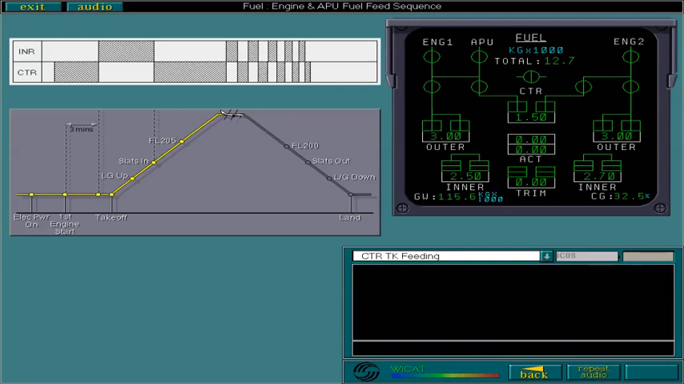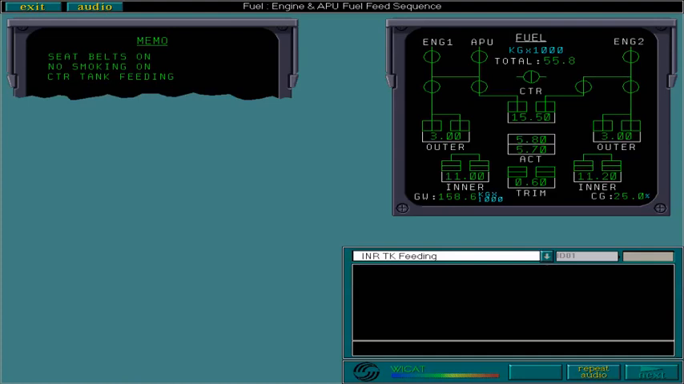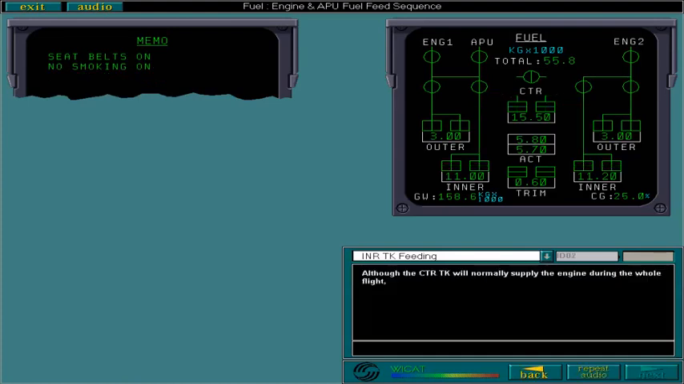Move the aircraft to the approach phase to see when the next critical fuel changing takes place. In the case of landing with fuel in the centre and inner tanks, feeding will automatically transfer to inner tanks 3 minutes after slats extension until engine shutdown. Although the centre tank will normally supply the engine during the whole flight, feeding changes to the inner tank at certain crucial phases or when the level in the centre tank drops. Some of these are shown here.